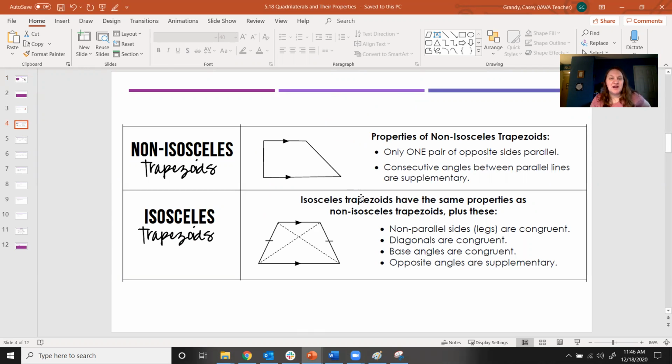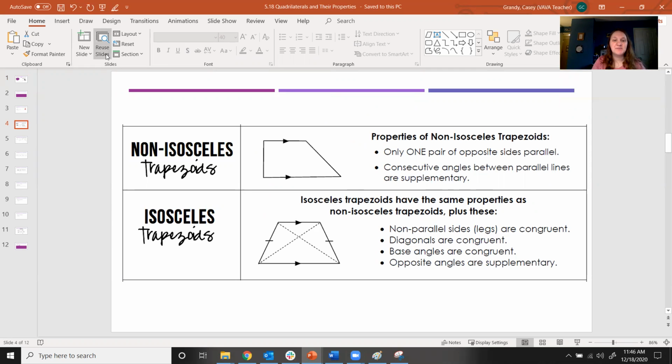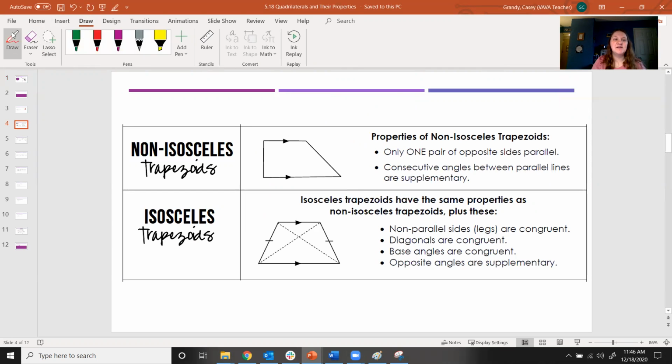So we're going to talk about some trapezoids, and we've seen trapezoids when trying to find their areas, but we're going to talk about some of the properties that they have also. So we have talked about how a trapezoid has parallel bases, and that is true for all trapezoids, whether it's isosceles or not isosceles. All trapezoids have parallel bases.